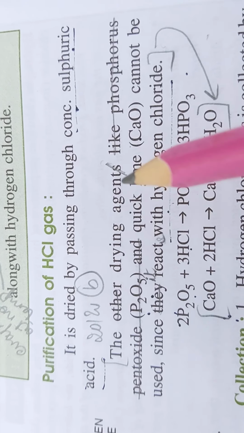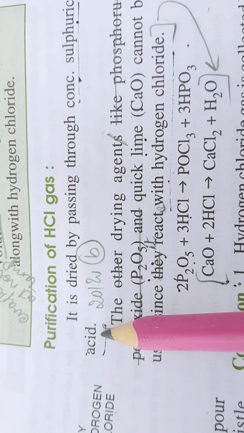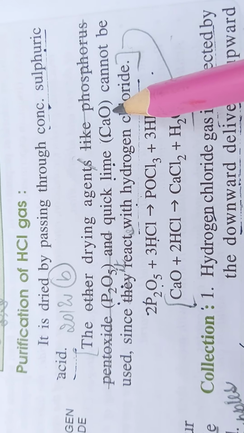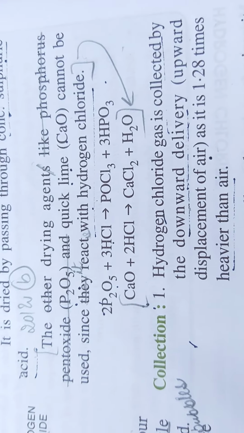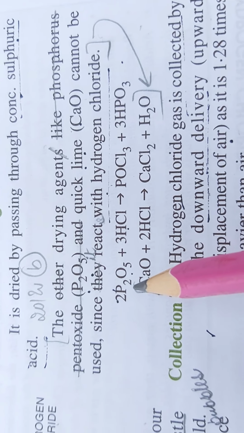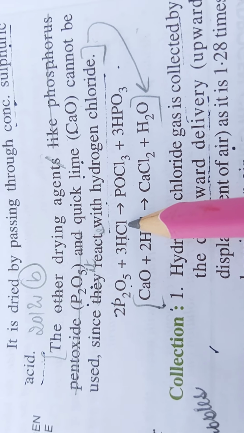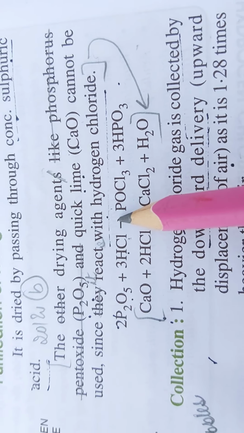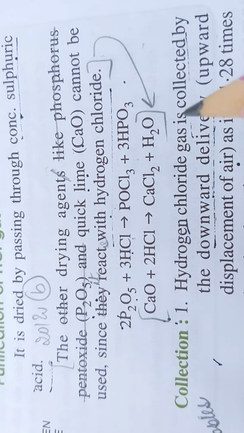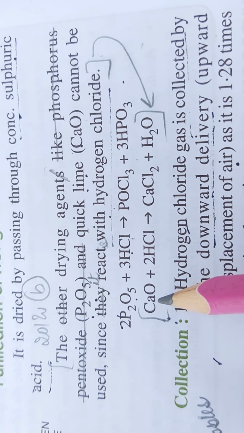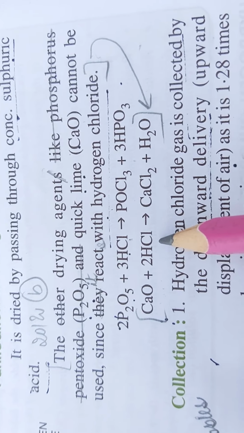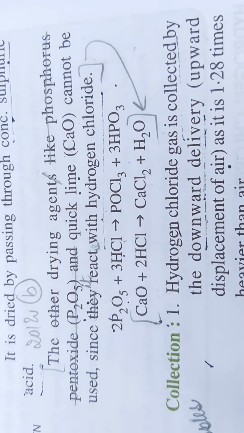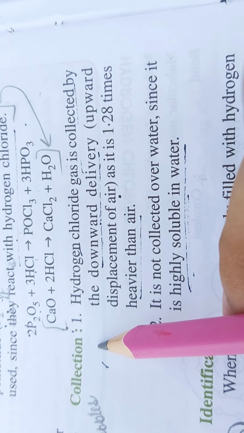For the drying agent, we have used only concentrated sulfuric acid. We didn't use phosphorus pentoxide and quicklime because they can react with hydrogen chloride. For example, when phosphorus pentoxide and hydrogen chloride are mixed, they react and form phosphoryl chloride. Same in the case of calcium oxide: when it mixes with hydrogen chloride, calcium chloride and water are formed.